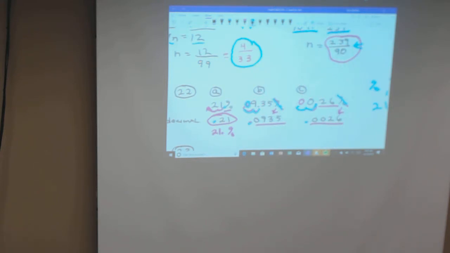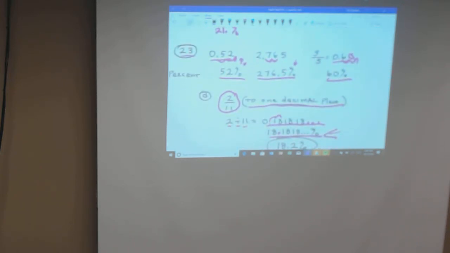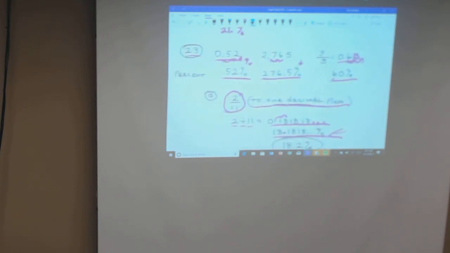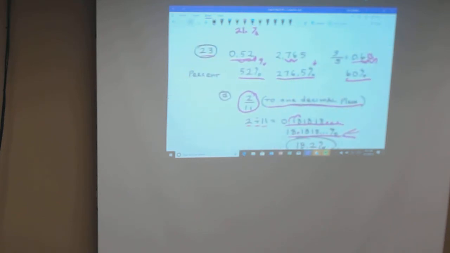Number 23. Write the following as a percent. Well, then you just move it the other direction. 0.52. 0.52 is really 52 over 100. Agreed? 0.52 is 52 over 100, which would equal 52%, which is the same as just moving the decimal point 2 places and adding a percent sign. That's true of all of these. Move it 2 places and add a percent sign.